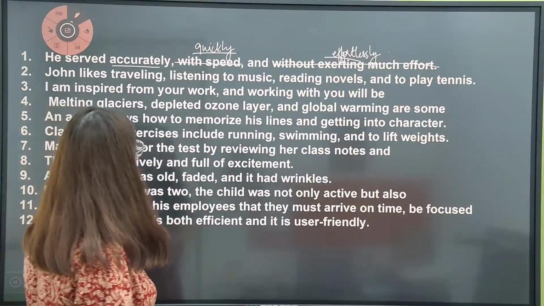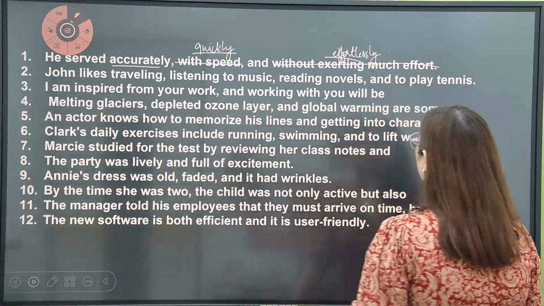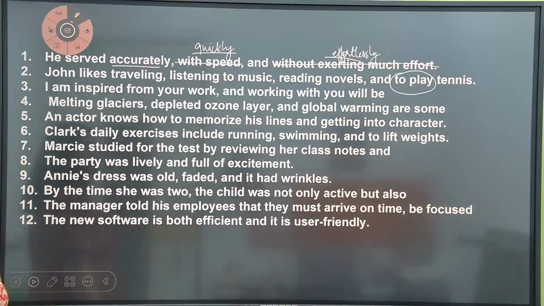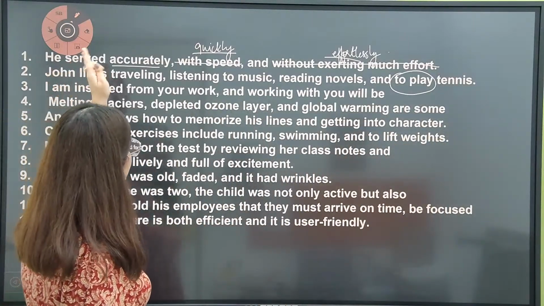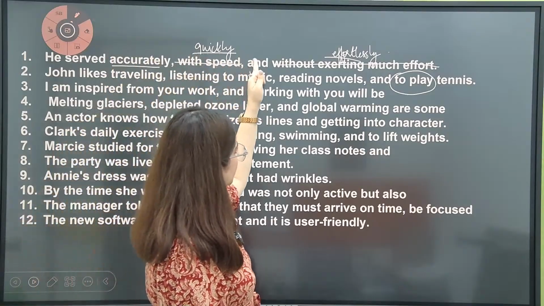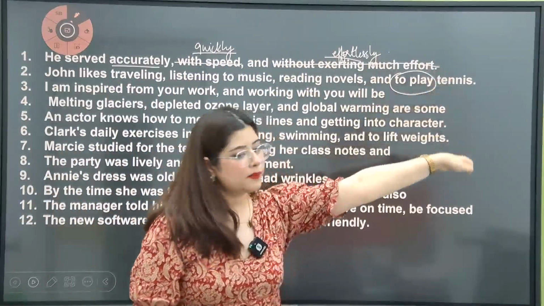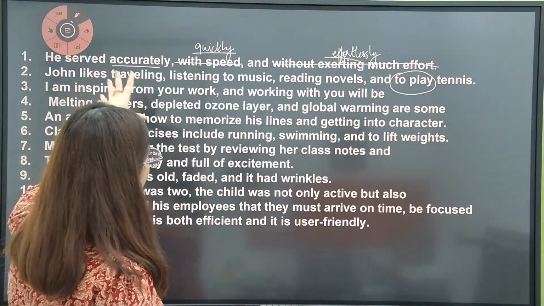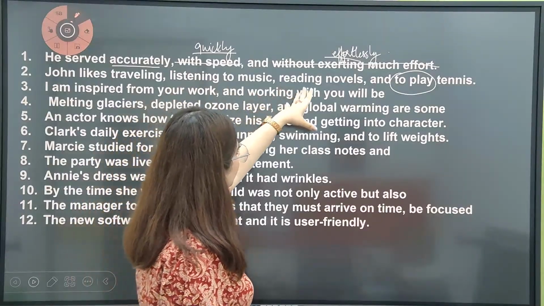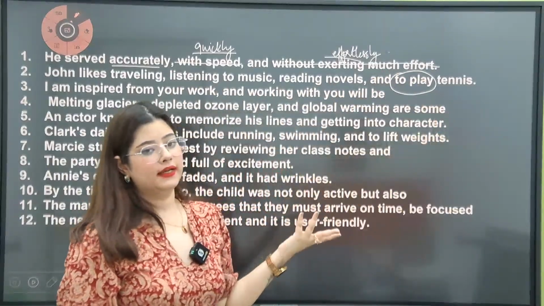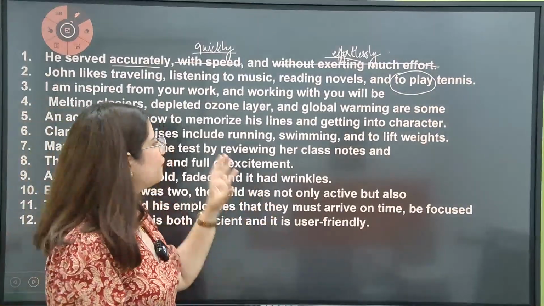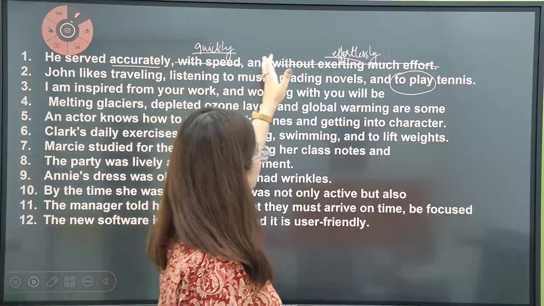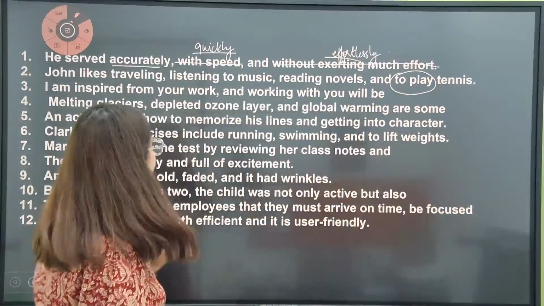John likes traveling, listening to music, reading novels, and to play tennis. So, John likes traveling, listening to music, reading novels, and playing tennis. Or, John likes to travel, to listen to music, to read novels, and to play tennis. But this seems a little off, so we usually stick with the first one. John likes traveling, listening to music, reading novels, and playing tennis.